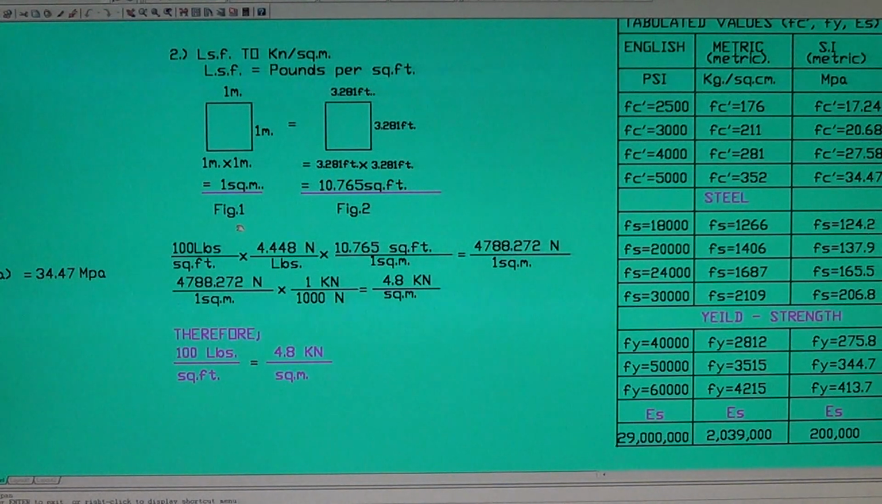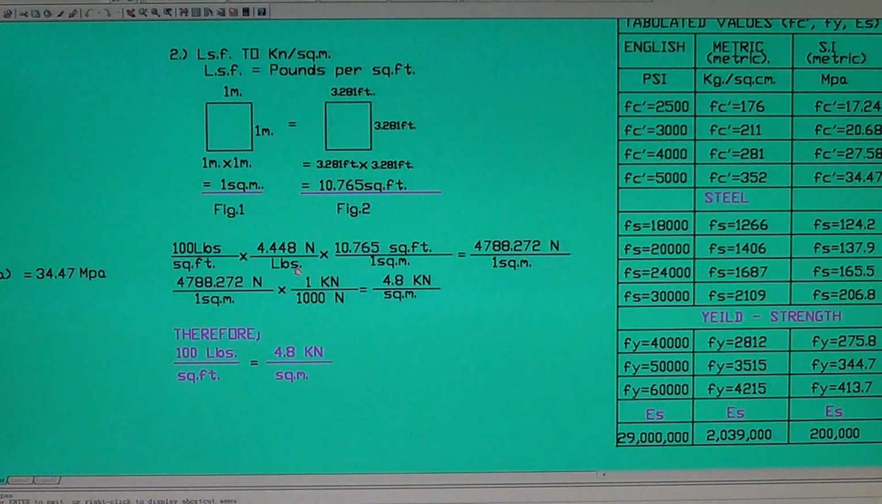So we have an example here, 100 pounds. We use 100 pounds per, this is normal. This is the most commonly used live loads. 100 pounds per square foot. Now 100 pounds per square foot, there are again 4.448 Newton per 1 pound.